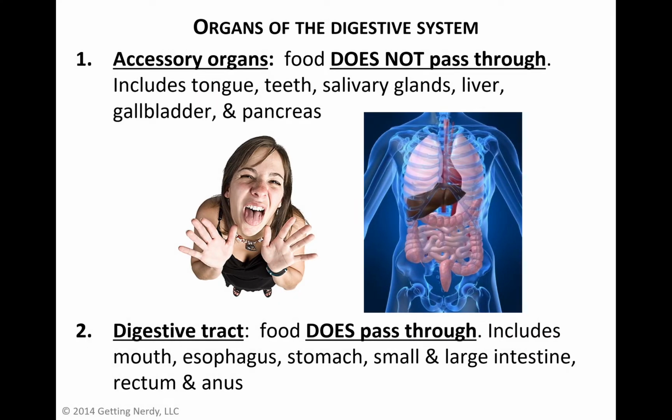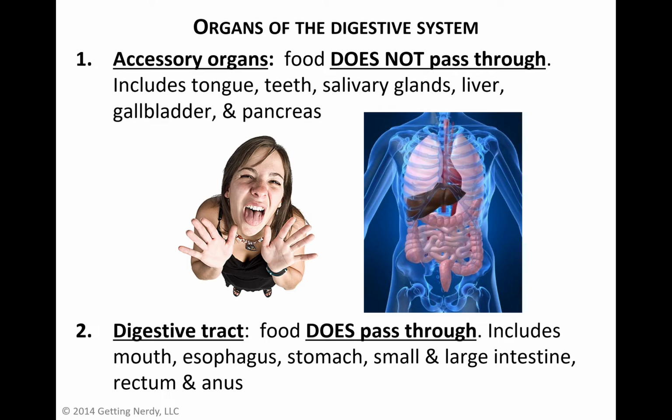The organs of the digestive system are broken down into two sections. They can be accessory organs, and these are organs that food doesn't actually pass through. So your tongue and teeth, you're like, well, I use those in the mouth, but the food itself doesn't go into your tongue or into your teeth as part of the process. The salivary glands, liver, gallbladder, and pancreas. So these all help. That's why they're an accessory.